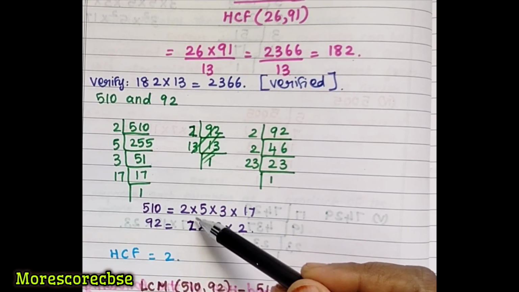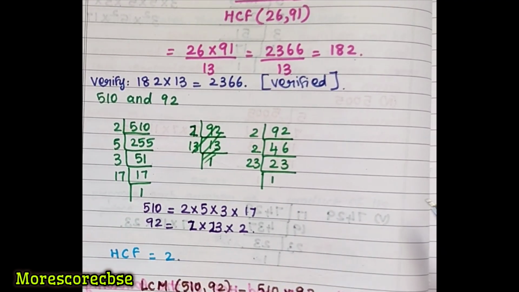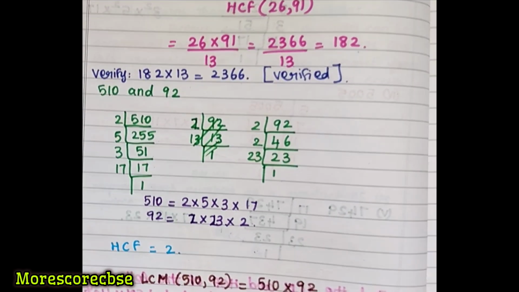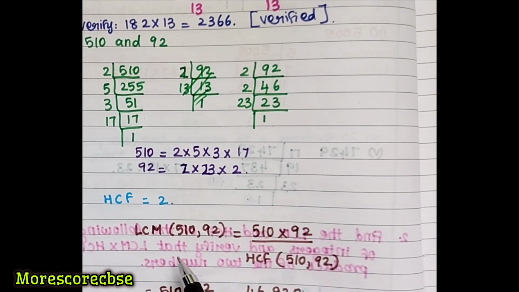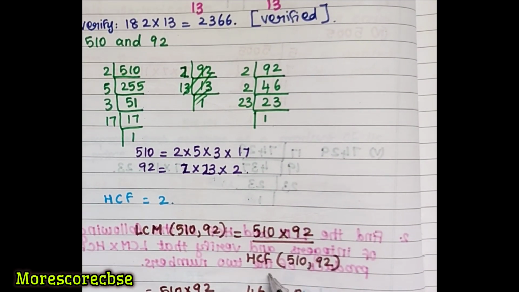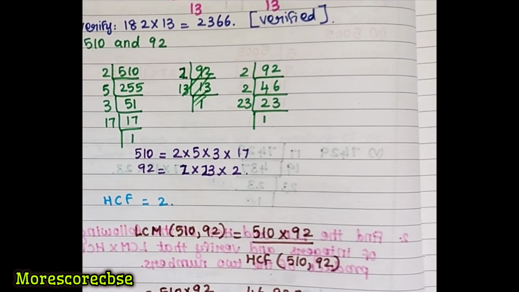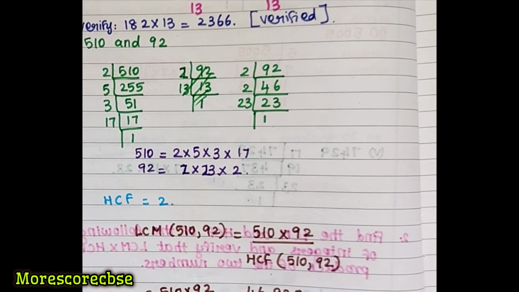So here the HCF will be 2. So this is the common factor in both of them. So using this HCF we can find the LCM. So LCM will be the product of the numbers divided by HCF. So 510 into 92 is 46,920, divided by 2, so that will be 23,460.